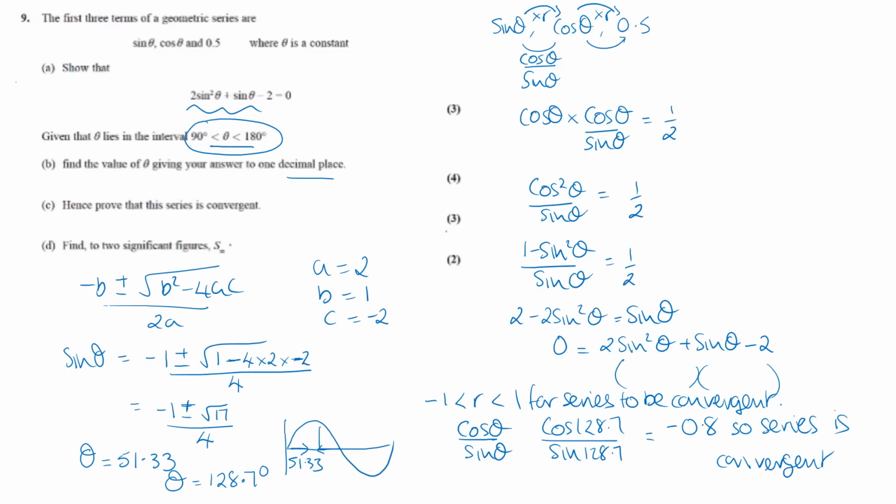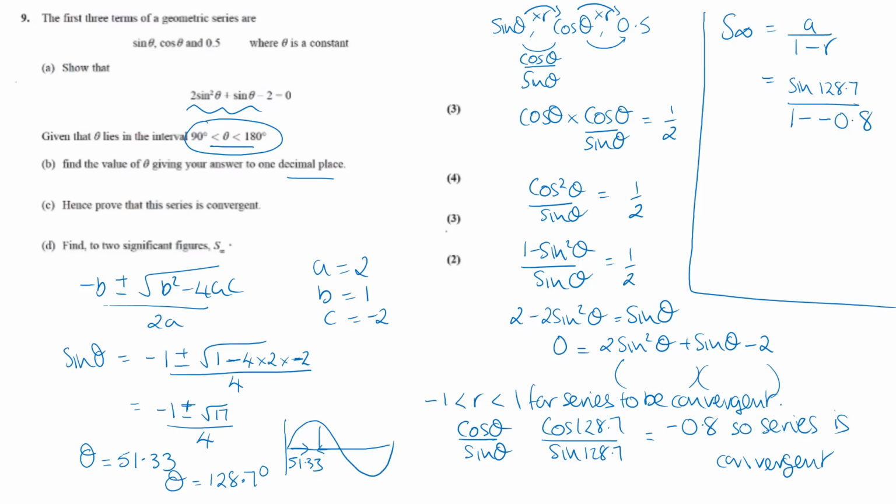Part D, I should do that here. Find the sum to infinity. The sum to infinity is A over 1 minus R. Now A is our sine theta, so that's going to be sine of 128.7 divided by 1 minus -0.8. I think it was 0.80115, so you can put further degrees of accuracy in there. But if you do all that, then that will come out to give you, to two significant figures, 0.43.